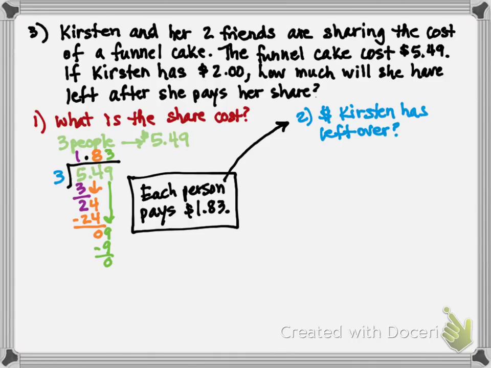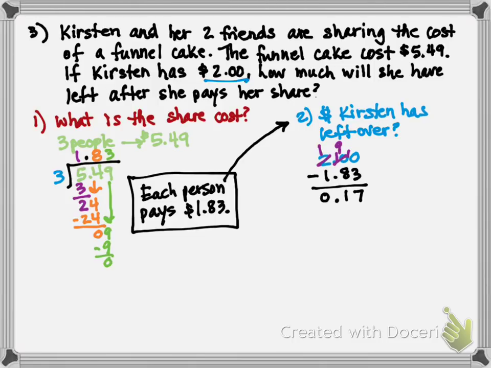Okay? So, what we know is Kirsten had $2. And we're going to subtract from that her share of $1.83. So let's go ahead and rename as we need to. So 1 whole is going to become 10 tenths. 1 tenth is going to become 10 hundredths. All right, so notice that I lined up my decimal points because this was a subtracting problem. And now when I subtract, 10 take away 3 is 7. 9 take away 8 is 1. 1 take away 1 is 0.